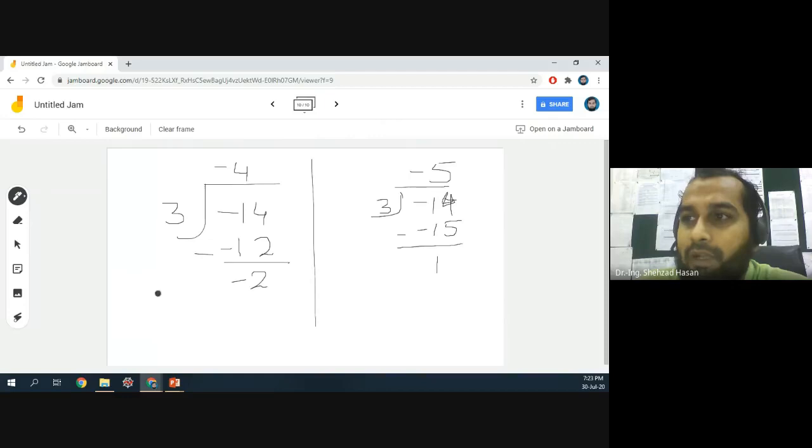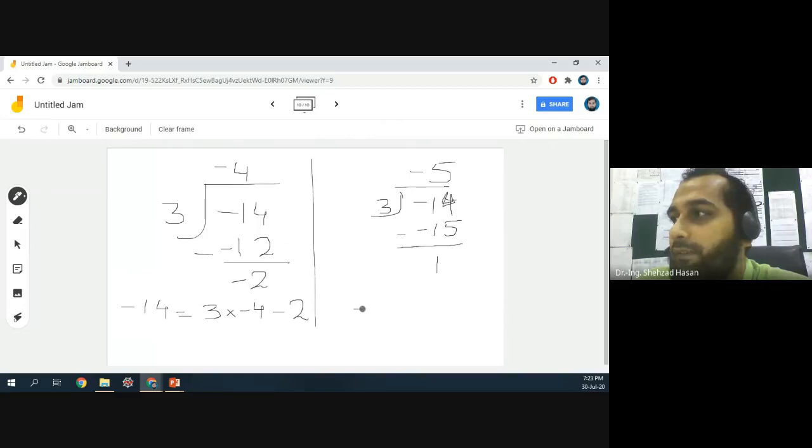Now, let's just remember our equation. We had the equation z is equal to d into q plus s. So both are satisfying this, because z here is minus 14 and this should be equal to d into q plus s. D was 3, q is minus 4 in this case, plus s, which is going to be minus 2. And in this case, minus 14 is equal to 3 into minus 5 plus 1.